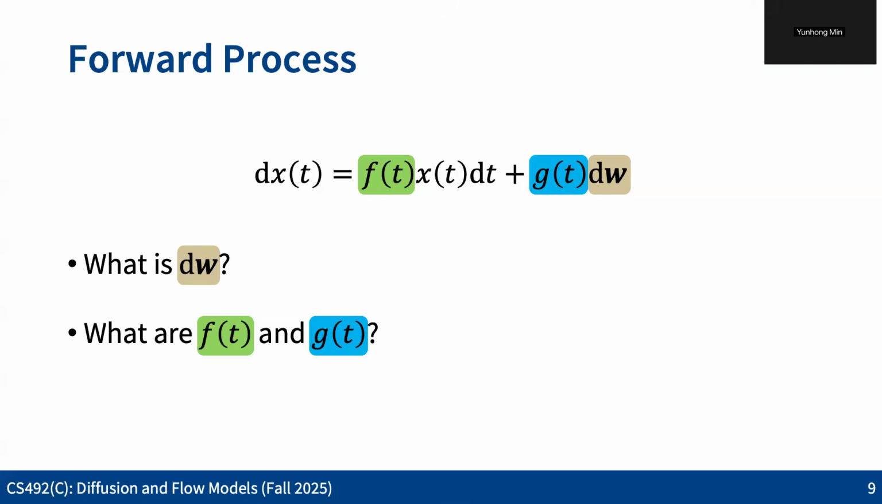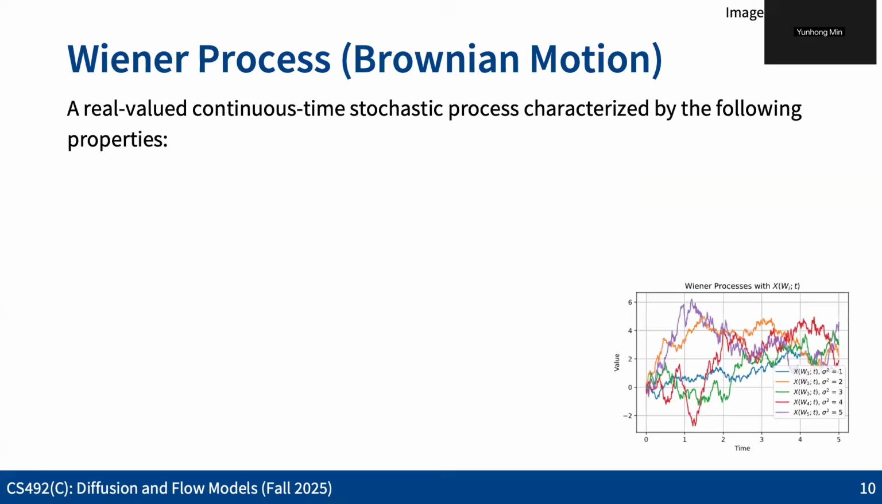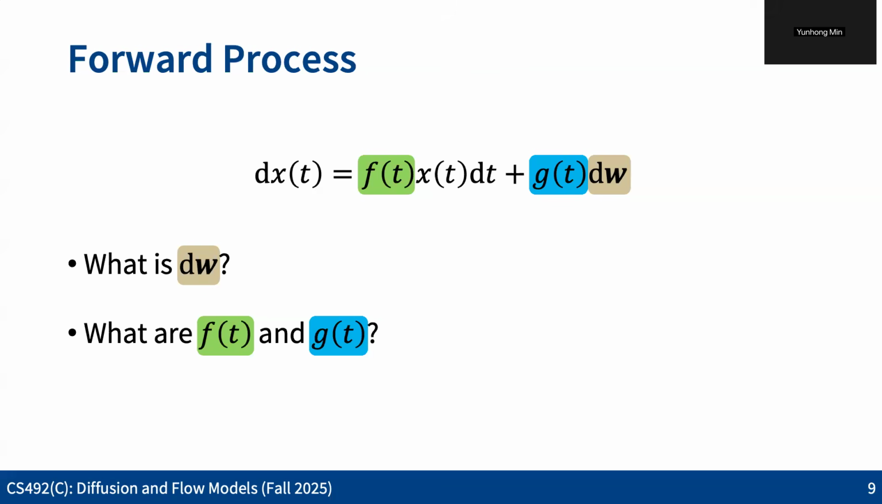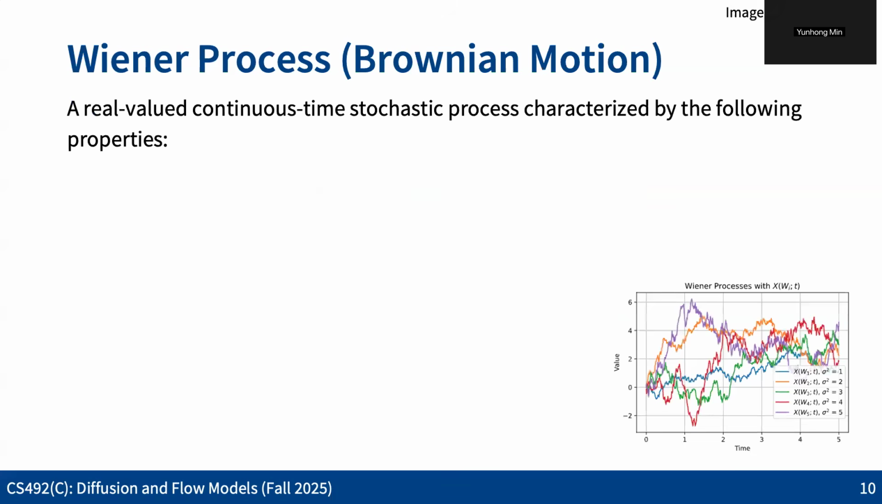So let's first go with the last term here. This is the term in which we are injecting some kind of stochasticity. This term is typically called the Wiener process or Brownian motion, which is some kind of real-valued function with the following characteristics.